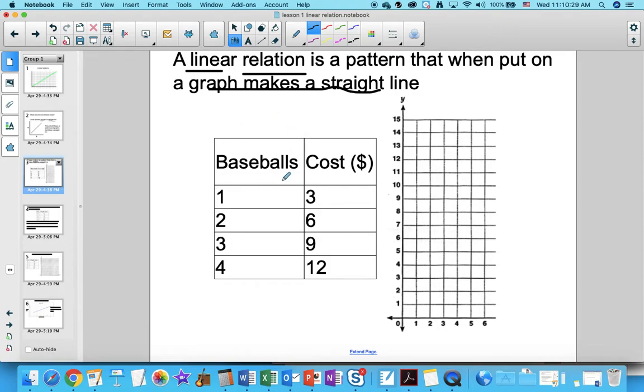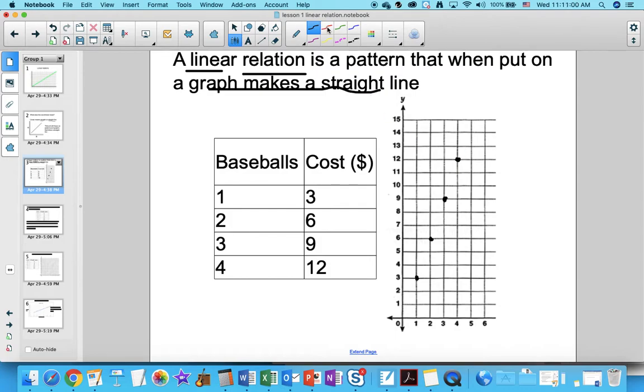For example, we have baseballs and the cost of each baseball. So we have one baseball here and the cost is $3. So I'll draw a dot right there. Now we have two baseballs for $6. We go 2 all the way up to 6. 3 to 9, so we go 3 all the way up to 9. Right? And then 4, we go all the way up to 12.